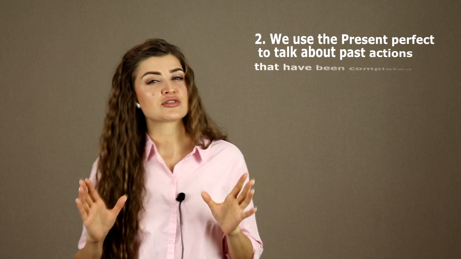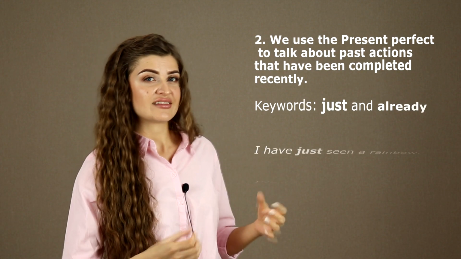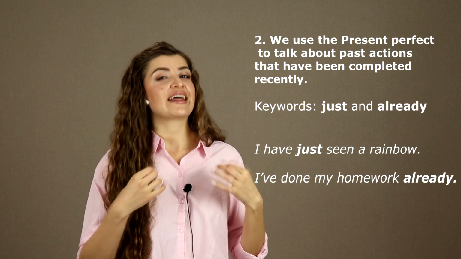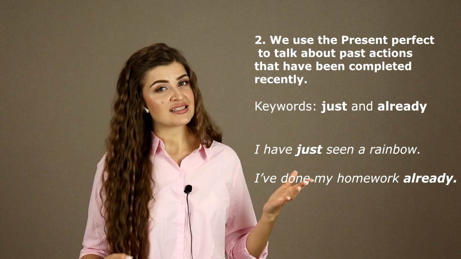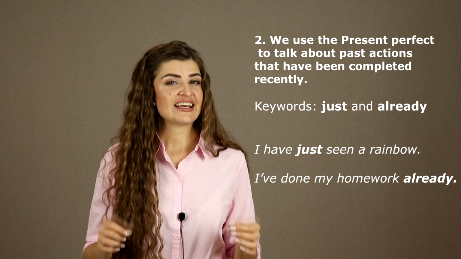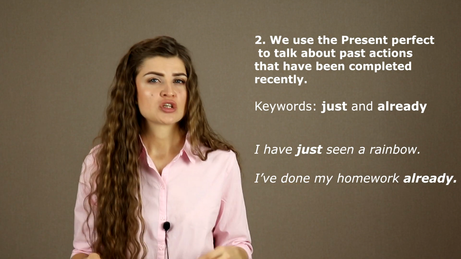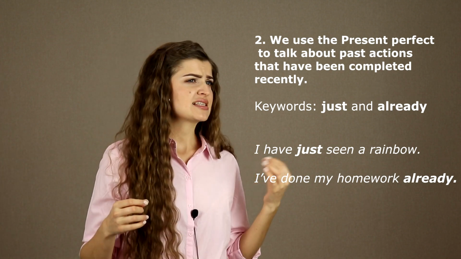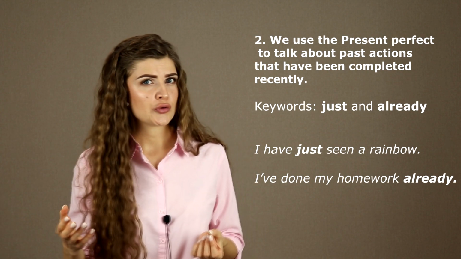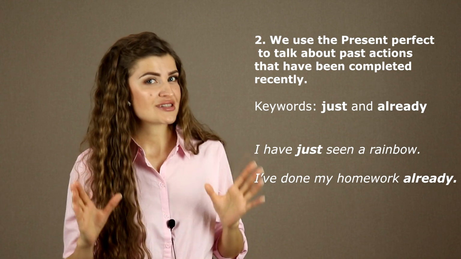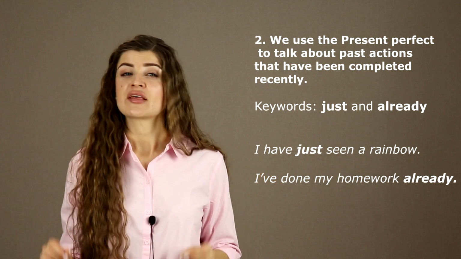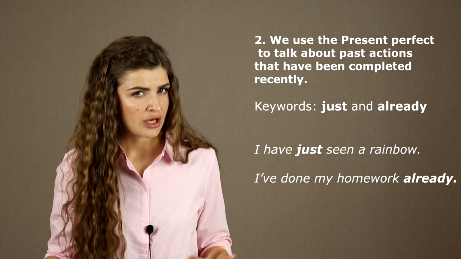The second situation: we use the present perfect to talk about past actions that have been completed recently. We use this tense with adverbs of time, just and already. I have just seen a rainbow. Just means that something happened some time ago, maybe some minutes or some hours ago, something that has happened recently. I've done my homework already. That means I've completed my homework.